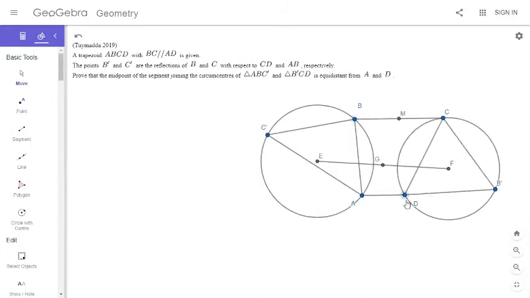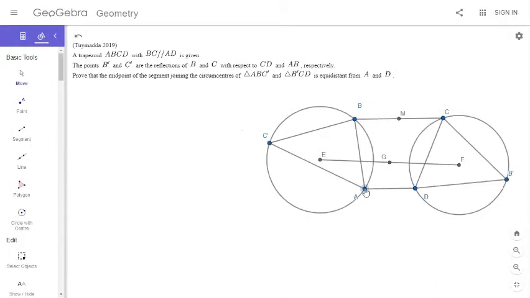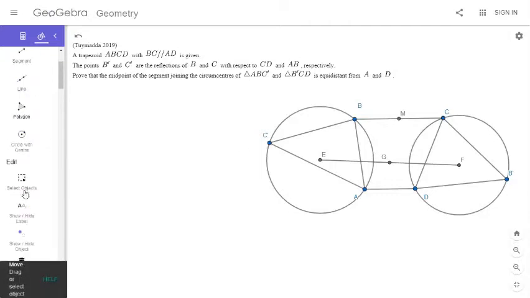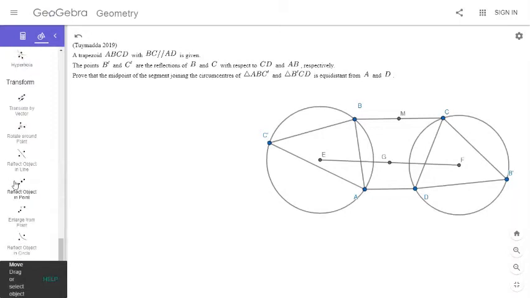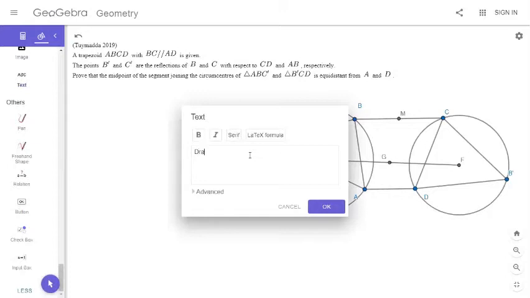But that is the solution. So we want to let I be the circumcenter of ABC and J be this. Okay, so draw those two circles.